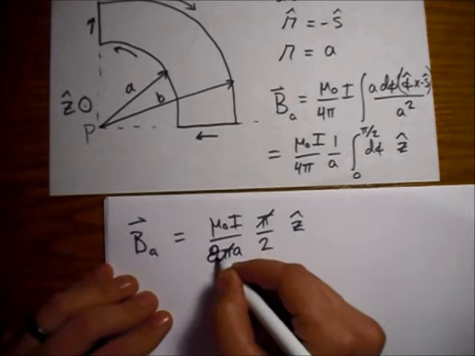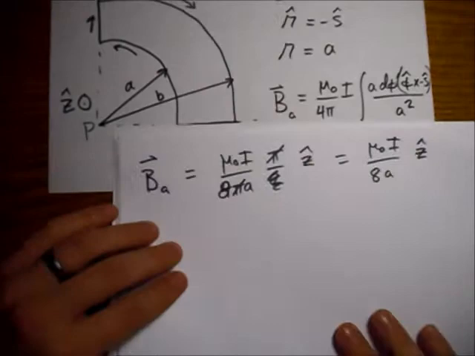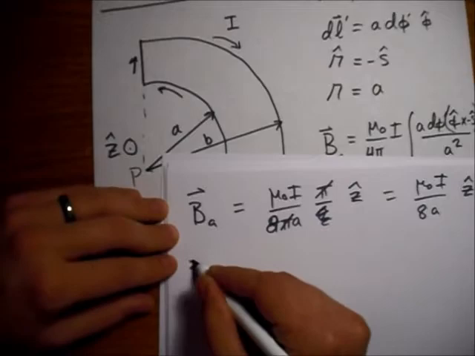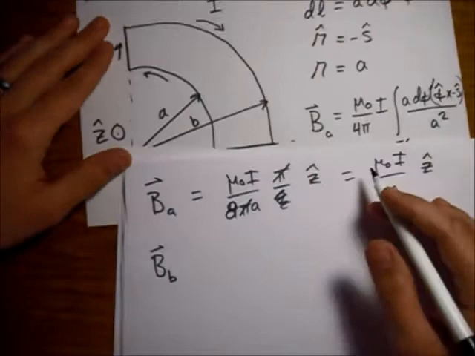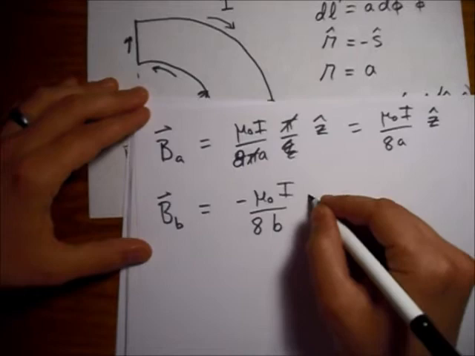U naught I over 8a z hat. All right, so like we talked about before, to get the b, we just take this a and change it to a b, but because the current's going in the other direction, we'll get a minus sign. So minus this answer, u naught I, with a b instead of an a, z hat.